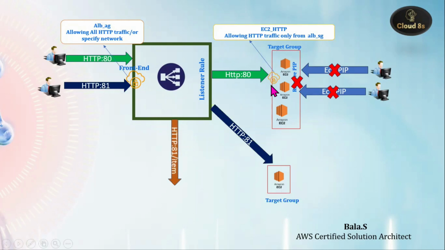Along with that, we are going to create another rule based on the path. We are going to get a static response using 81 slash item. If any user accesses this load balancer with port number 81 slash, and mentions any kind of path slash item, it should forward static content like item not found. That is the way we are going to achieve today's lab.